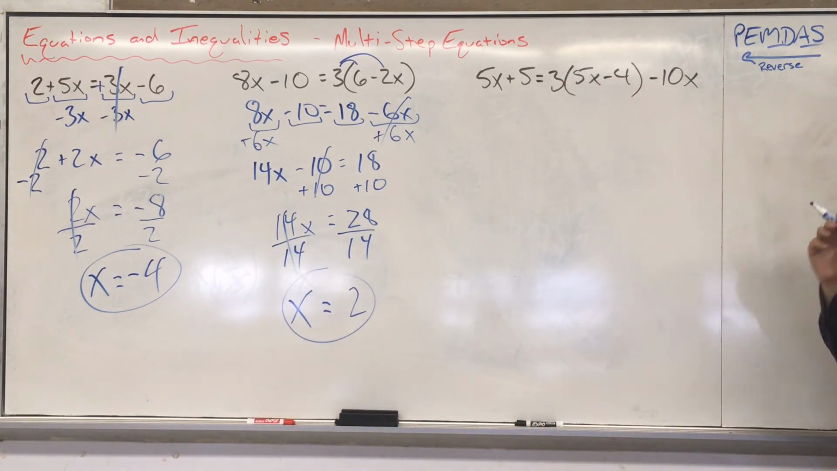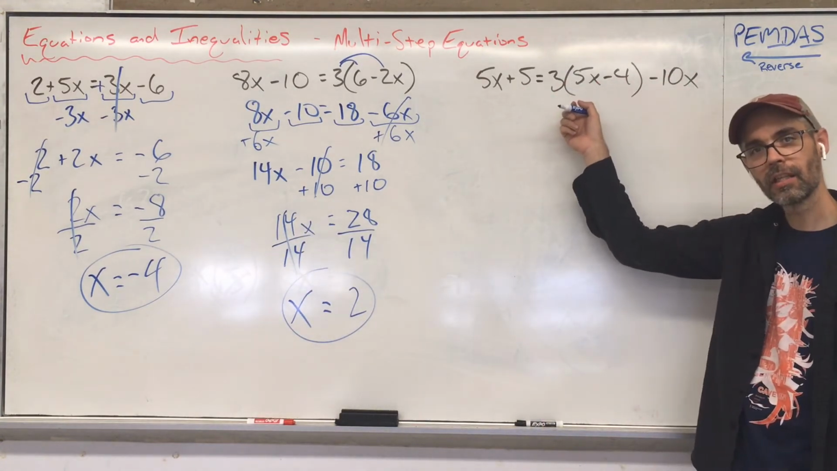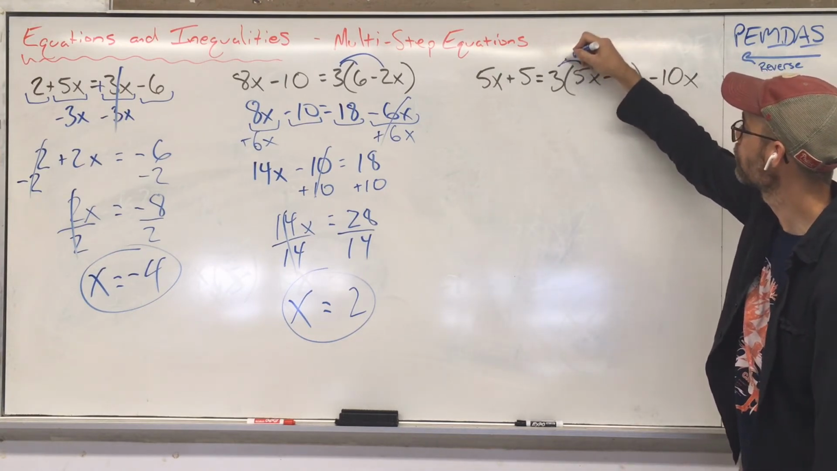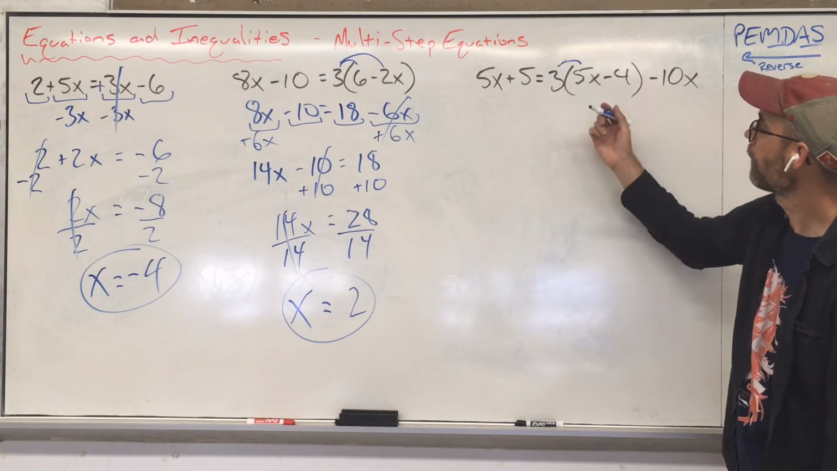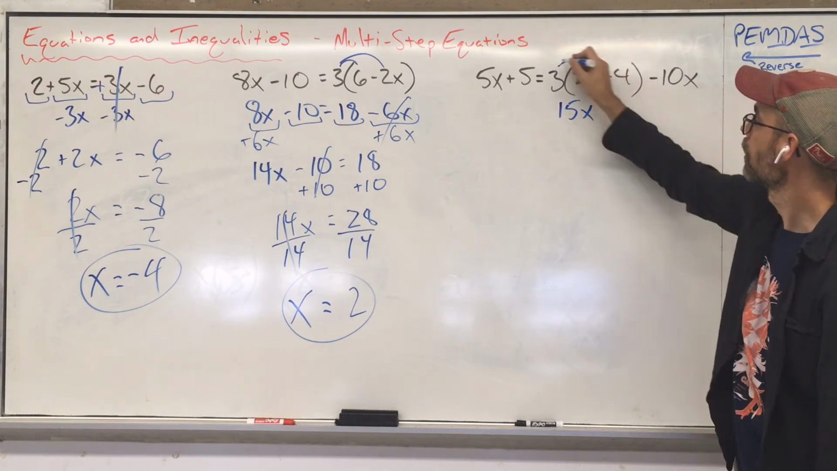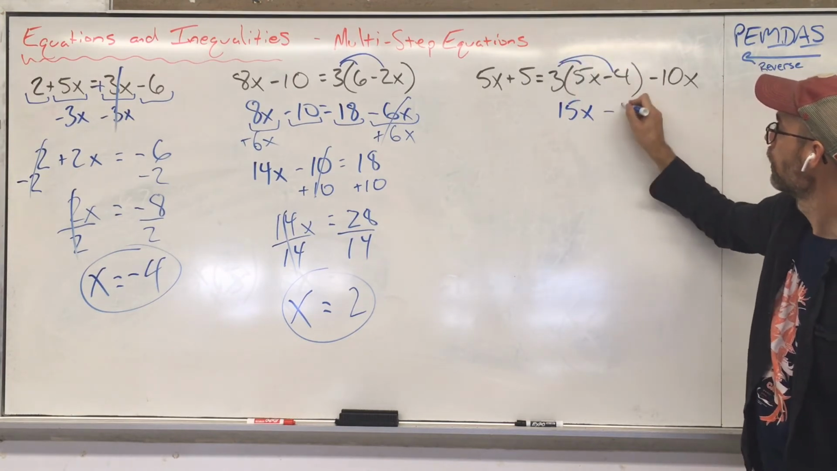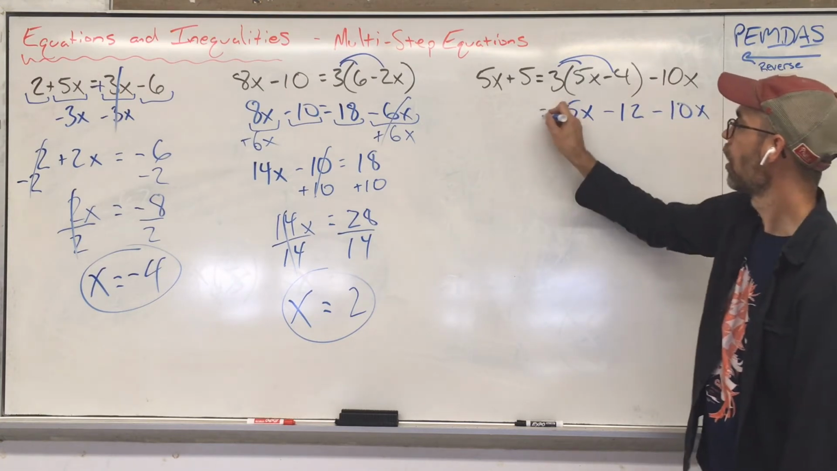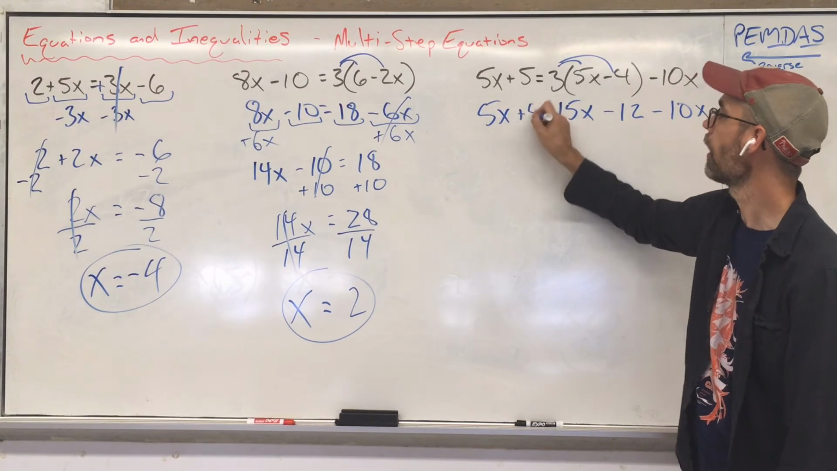All right, very last one. We have parentheses here again. Let's get rid of those parentheses. We know we can just distribute. So 3 times 5x, 15x, 3 and 4 gives me negative 12. Bring down the 10x. Bring down that 5x and 5.